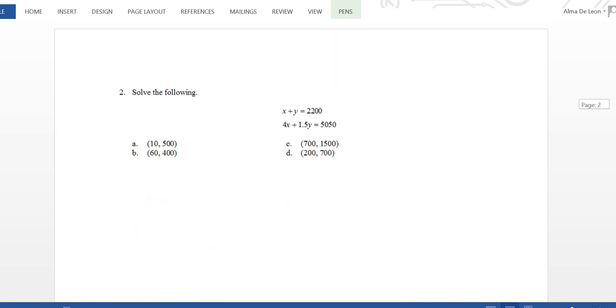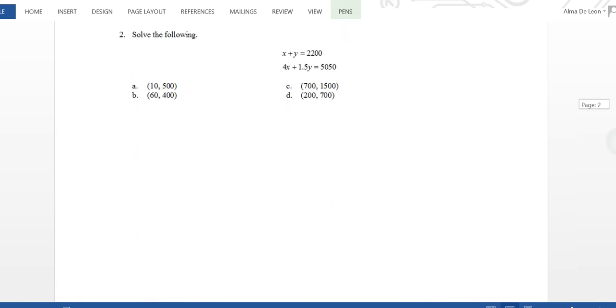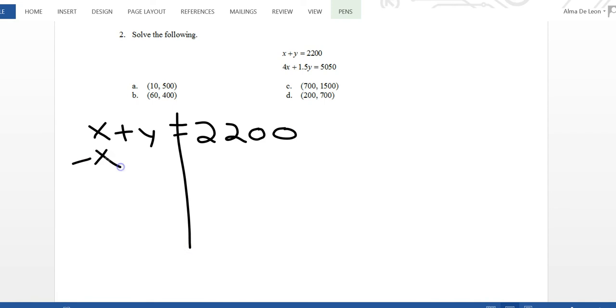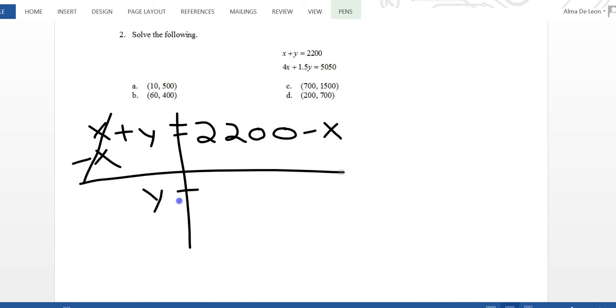Okay, so now let's move on to problem 2 in module 5. This next problem tells us to solve the following. This is a system of equations. The very first thing that we need to do is make sure that our equations are in terms of y. So I'm going to start by moving the x to the other side in the first equation. This is going to give me y equals 2,200 minus x. So that's the first equation.